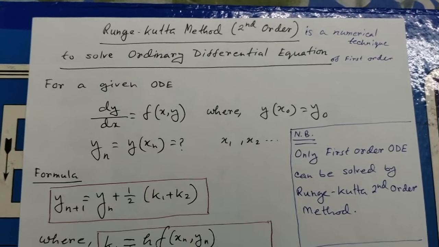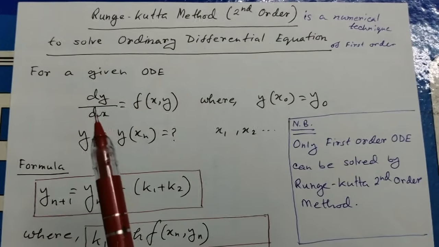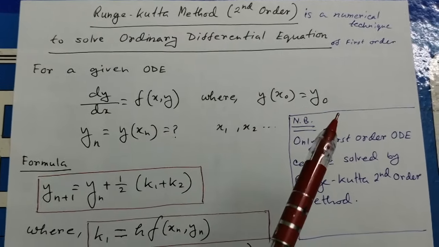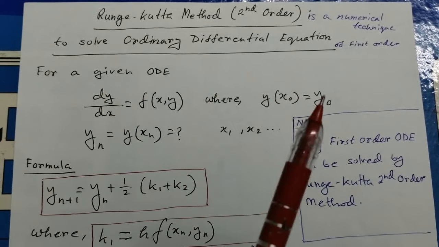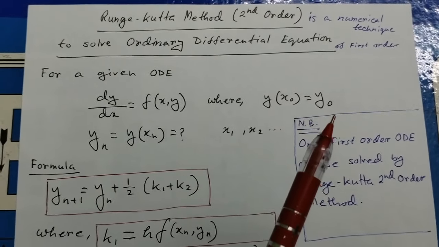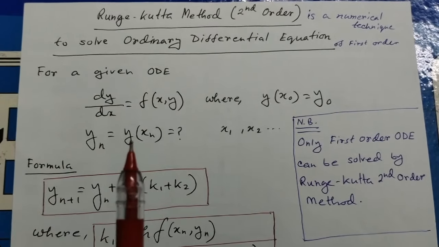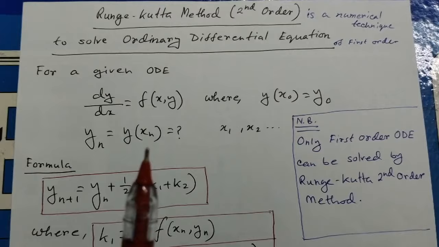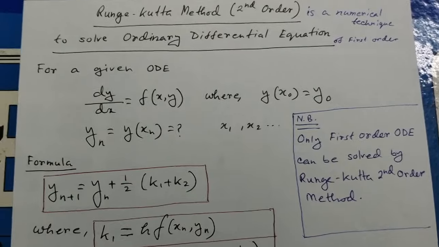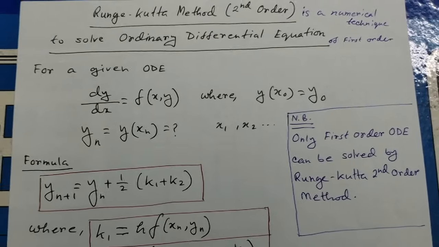Now, the form of the ordinary differential equation will be given as dy/dx equals f(x, y), where y(x0) equals y0. The values of x0 and y0 will be given in the question, and we have to find yn equals y(xn), that is, how much it is. That value we have to find using the Runge-Kutta method of second order. Here x1, x2, xn are the instances of x.